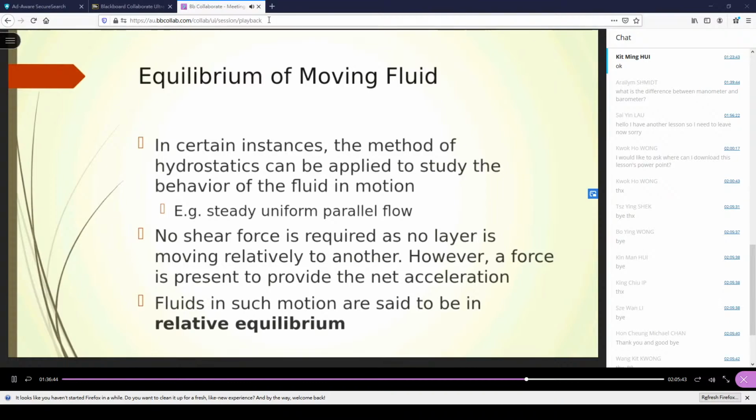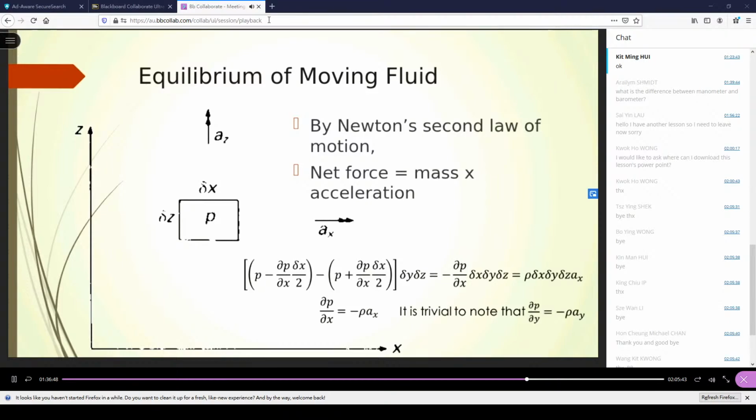Now the last thing, I'm not going to talk about this in detail, because today we are talking about fluid not in motion. But for completeness, just look at what happens when the fluid is accelerating. We have force equal to mass times acceleration, and this time acceleration is not zero. So what you are going to have is something like this.